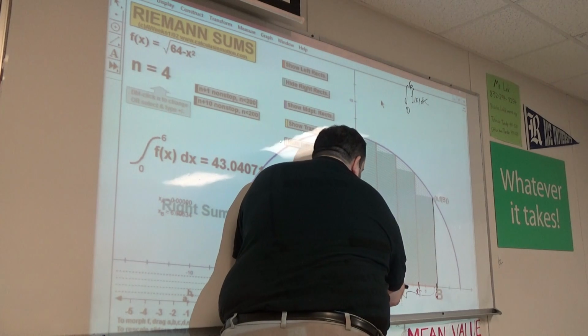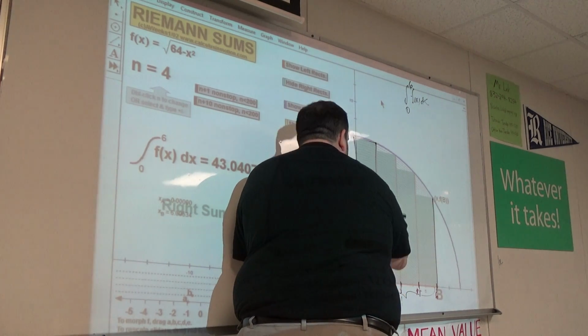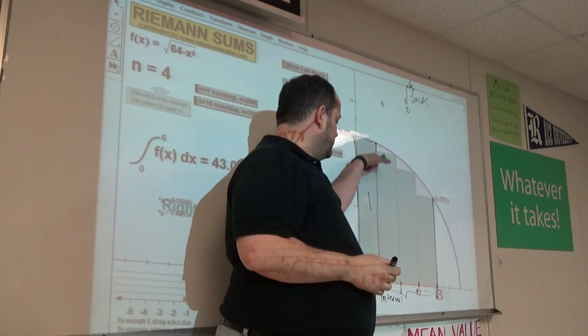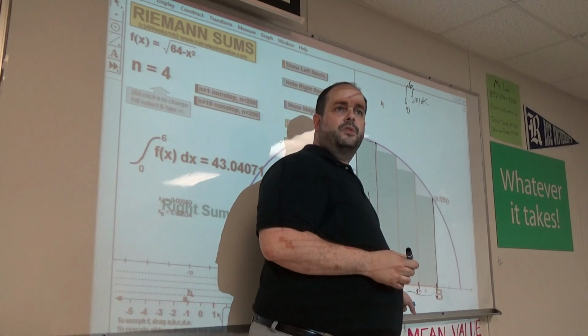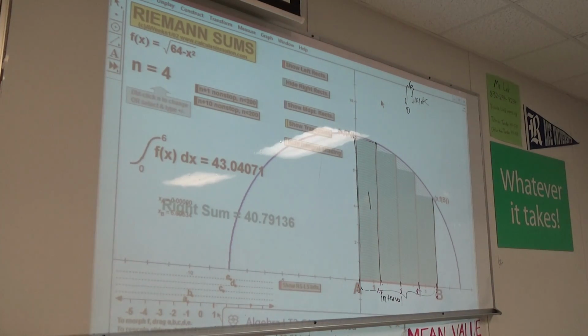So I'm going to go up to the curve, over and down to make the first rectangle. Up, over, down for the second. Up, over, down for the third. In terms of finding the area, I need to find the area for each rectangle. So for the first rectangle, how wide? 1.5. How tall?